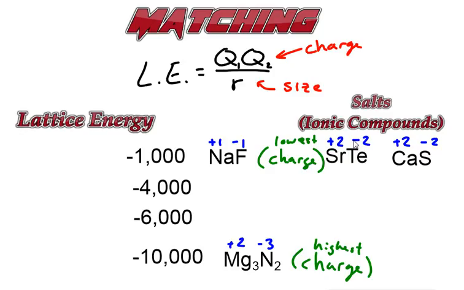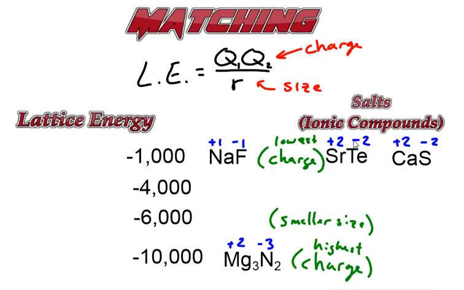If I have a smaller answer here, what does it make? It makes that number larger, doesn't it? Yes. The smaller my size, the larger the lattice energy. So this right away is going to be the smaller size of the two. So which one is it?